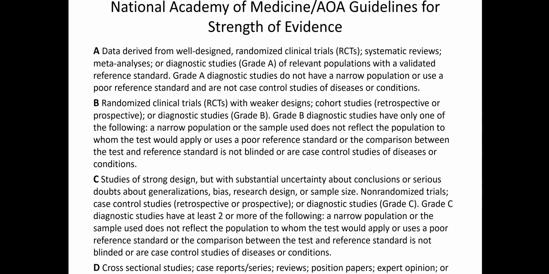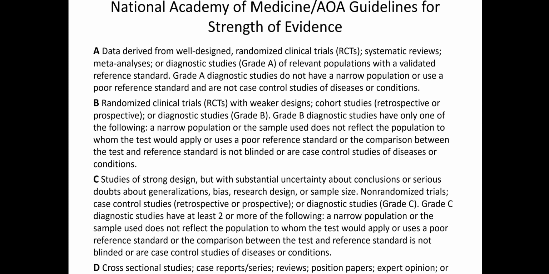So there are a number of levels. We've called the randomized controlled trial the gold standard. And the National Academy of Medicine, when it sets up its guidelines, and the AOA, when they give their recommendations, not only talk about the strength of the recommendation, but they talk about the strength of the evidence that went into it.